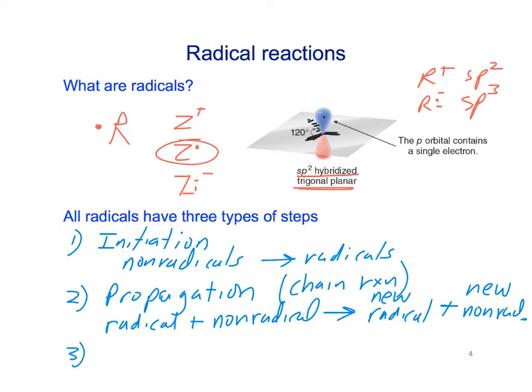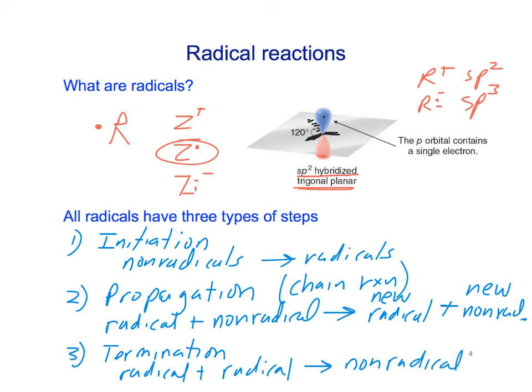The third stage is called termination. This is where 2 radicals come together and form a non-radical. If that happens very much, then there are no radicals anymore, and the reaction stops. So this is a radical plus another radical. This is really just the reverse of the homolytic bond cleavage I showed you: 2 electrons coming together to form a bond, to form a non-radical. So this is a process that essentially kills the reaction. Every radical reaction will involve these 3 parts.